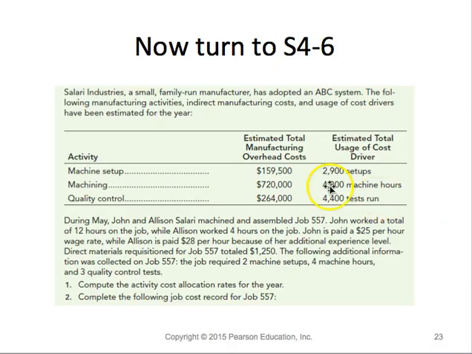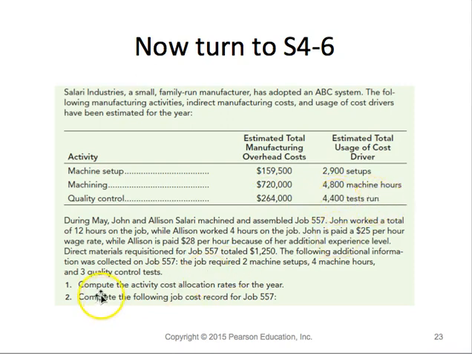So here's an example. Estimate the total machine overhead cost for machine setup is this number, and estimate the total usage of cost drivers and all cost basis will be this. And so you're going to use this one divided by this one. It will be per setup how much dollars, and this one uses $720,000 divided by $4,800. It'll be per hour how much cost for machining, and quality control is how many test runs, and use the total overhead divided by the test runs. So per test run how much.